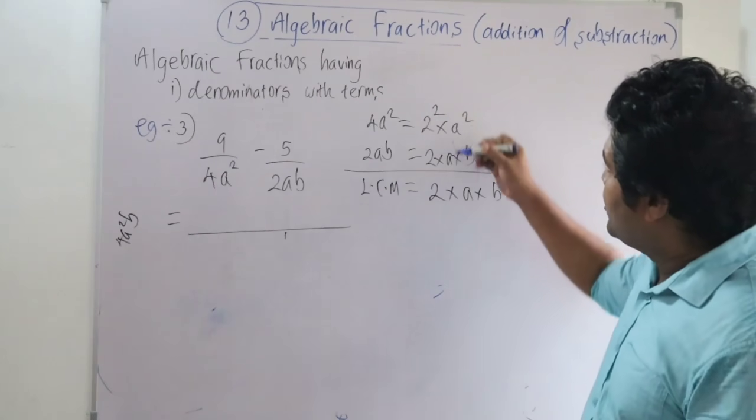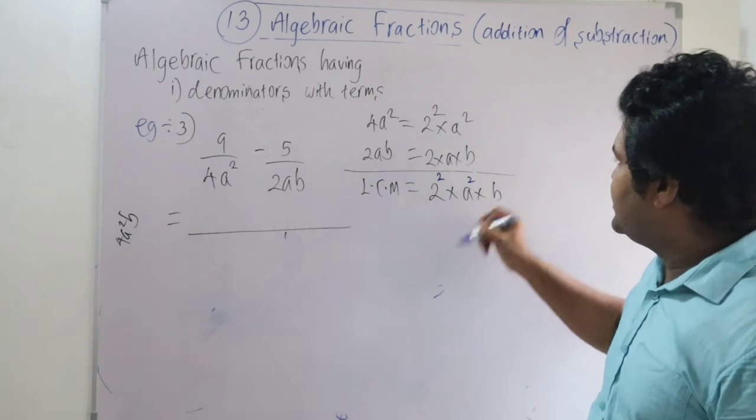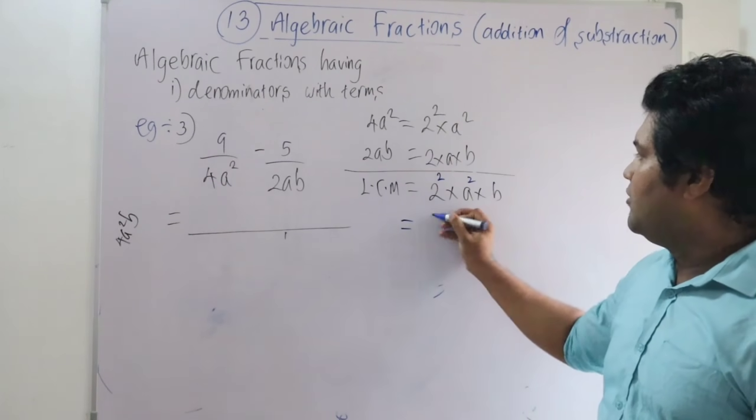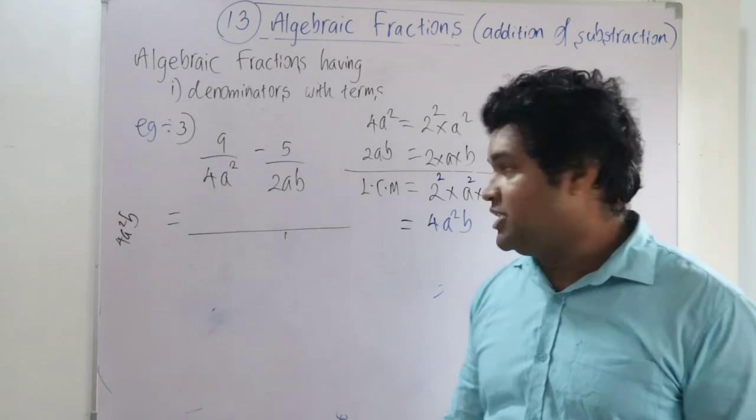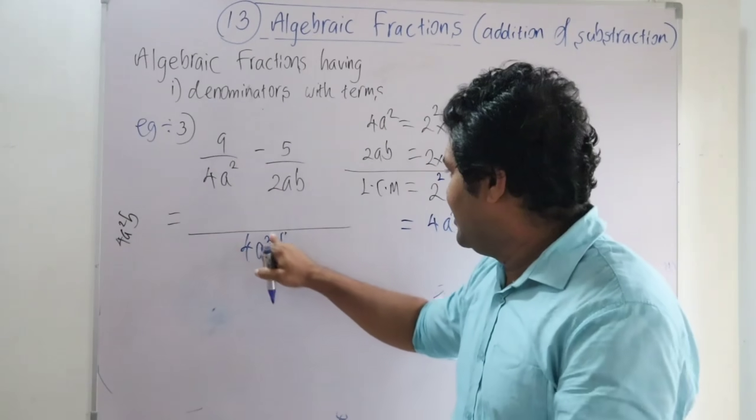Right, what are the highest powers? Looking at that, there are 2 squared, 2 squares there, and a squared is there. B doesn't have a power. No need, it doesn't matter. What is the 2 squared? 4 and a squared and b. That is the denominator I mentioned earlier. Then 4a squared b.